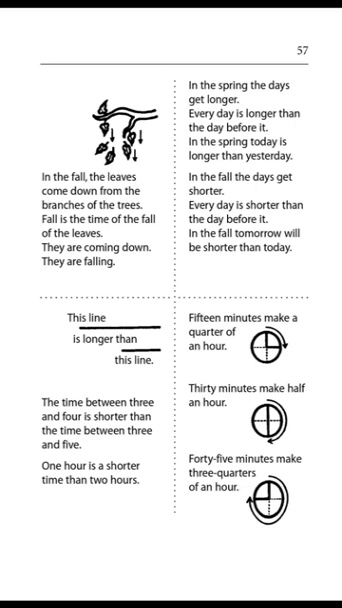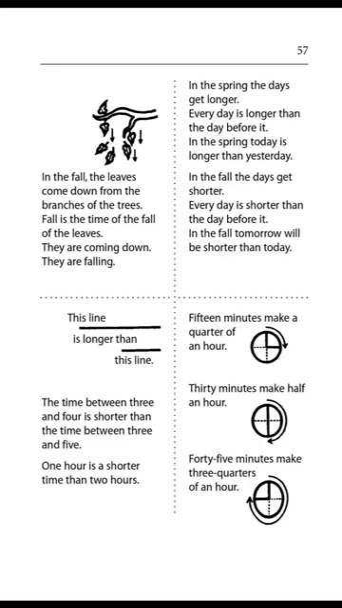Page 57. In the fall, the leaves come down from the branches of the trees. Fall is the time of the fall of the leaves. They are coming down. They are falling. In the spring, the days get longer. Every day is longer than the day before it. In the spring, today is longer than yesterday.